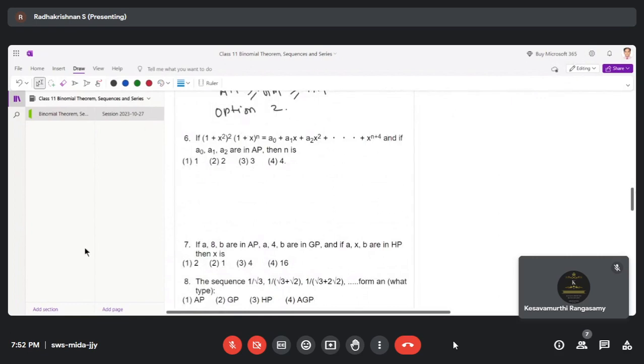Okay. So here (1 + x^2)^2 into (1 + x)^n. The expansion is given, and it is given that A0, A1 and A2 are in AP. Here you are combining the binomial theorem and arithmetic progression. So what is (1 + x^2)^2? We can expand it: 1 + 2x^2 + x^4. And we can expand (1 + x)^n. That will be 1 + nC1 x + nC2 x^2, we have seen this before, right? So nCn, and the last term is again 1.